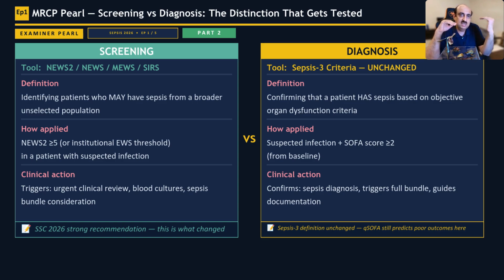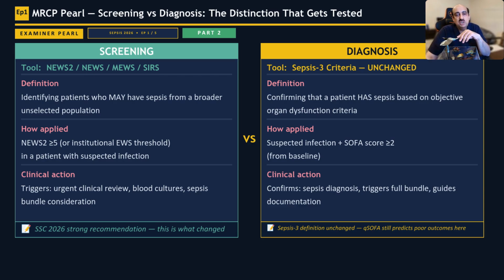So screening is to screen sepsis, diagnosis is to diagnose sepsis. What are the screening tools? We have discussed NEWS2, NEWS, MUSE, SIRS. What are the diagnostic tools or the diagnosis? It's the Sepsis 3 criteria that is totally unchanged in the Sepsis 2026 guidelines. That has not been touched at all.